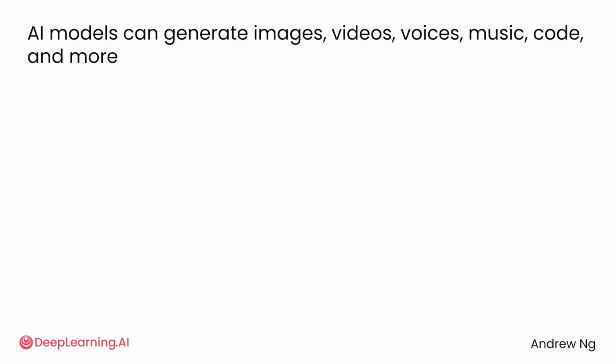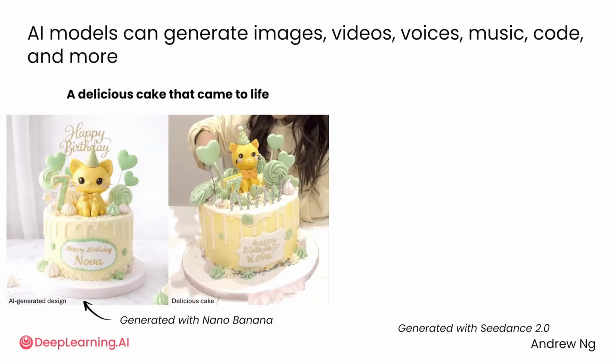You might have seen AI generate various fun, creative images. I want to share with you one example of AI image generation that I really enjoyed. For my daughter Nova's 7th birthday, I wanted a unique cake design. And she loves cats, so we used AI image generation to explore different cake designs.